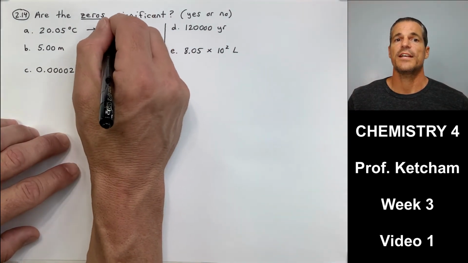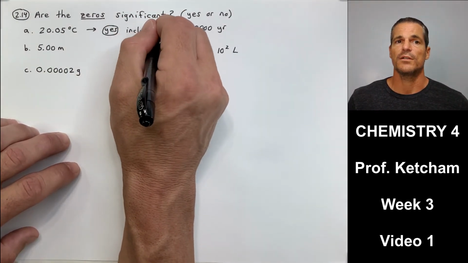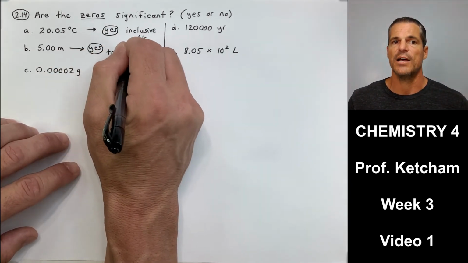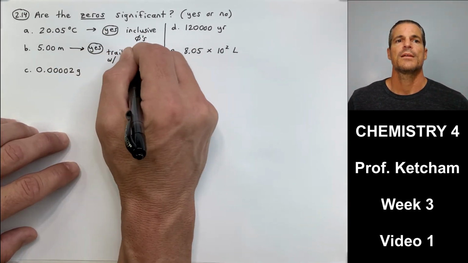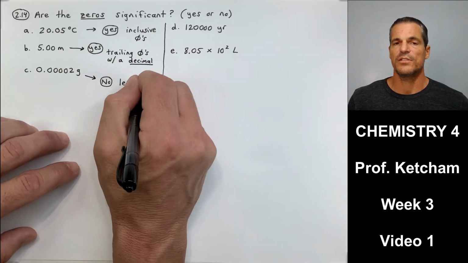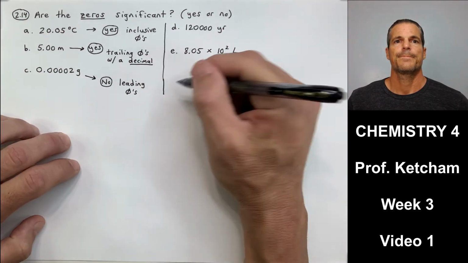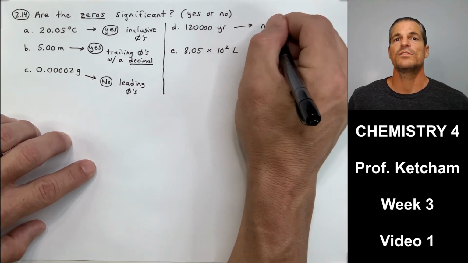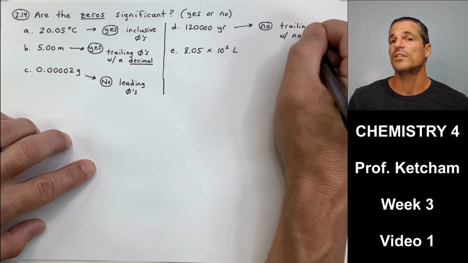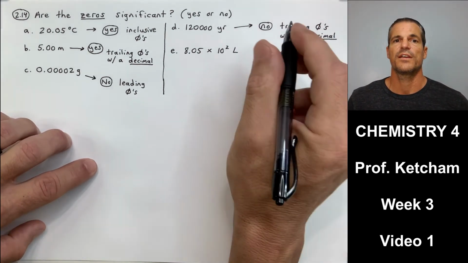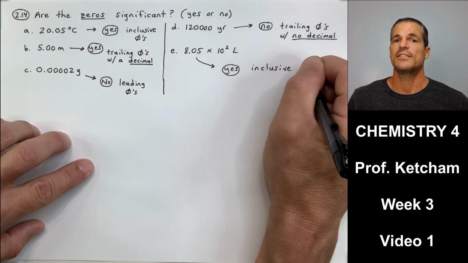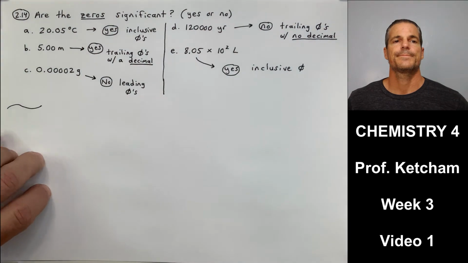So the first one, yes, those are significant. Those are inclusive zeros. For B, those are trailing zeros in a decimal, so they count. Yes, they're significant. And C, those are leading zeros, and leading zeros are never significant. Now D, 120,000 years, right? No trailing zeros here, so it's just 2 significant figures if you were to report sig figs. Here, the base number, 8.05, yes, that is an inclusive zero, all right?